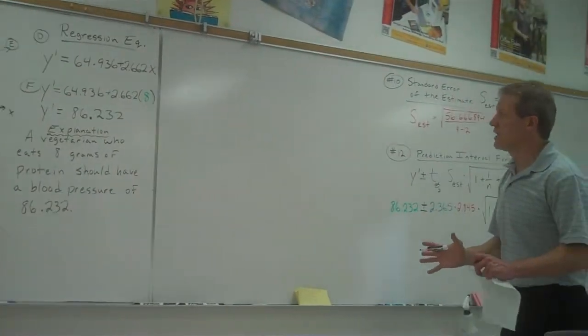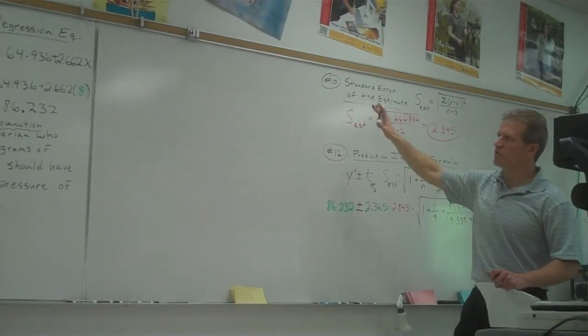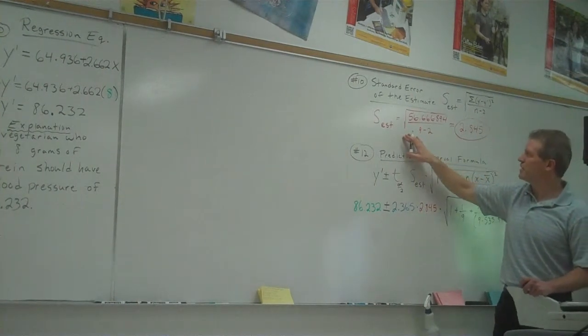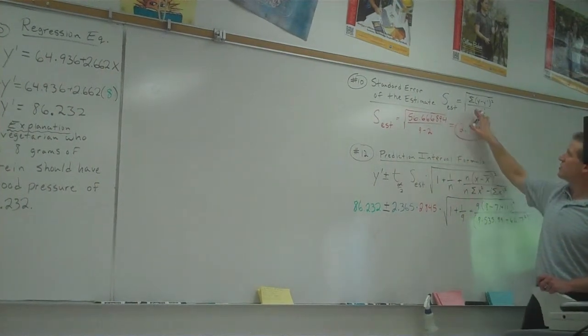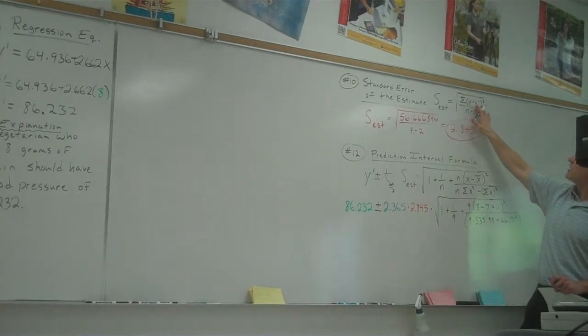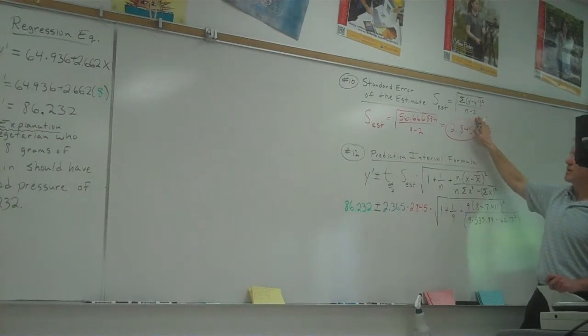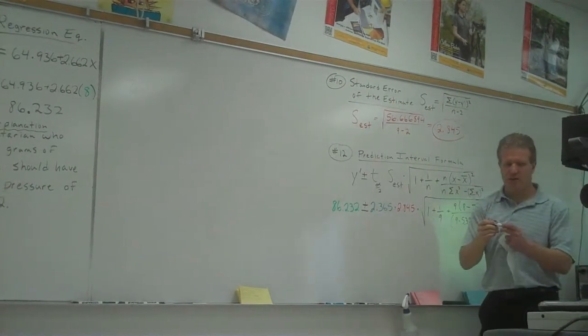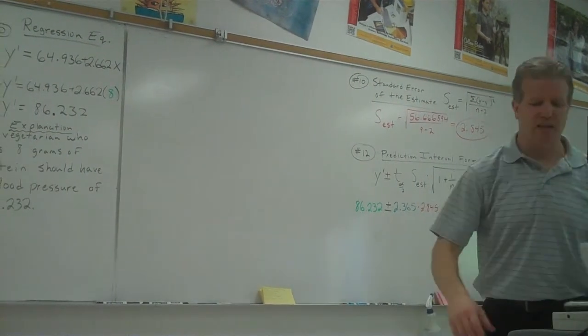Then we move on to number 10. Number 10 tells you to use that same data and find the standard error of the estimate. Well, to get the standard error of the estimate, we're going to use this formula: the sum of (y minus y prime) squared over n minus 2. Well, to get the sum of (y minus y prime) squared, one way you can do that is you can use lists.